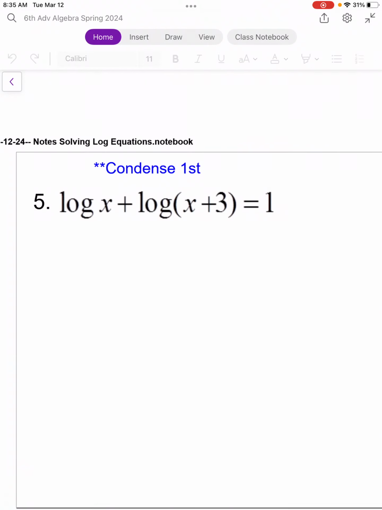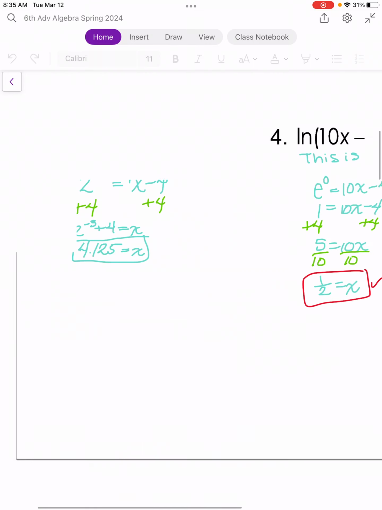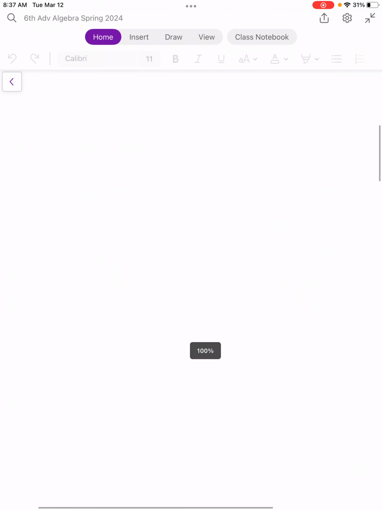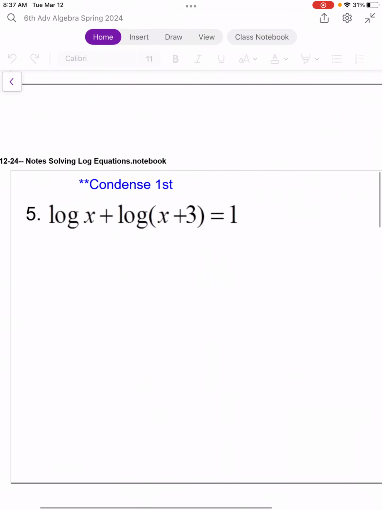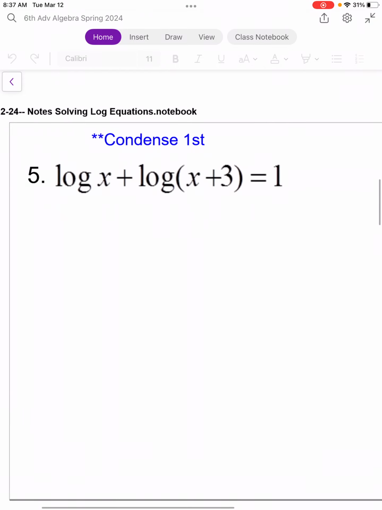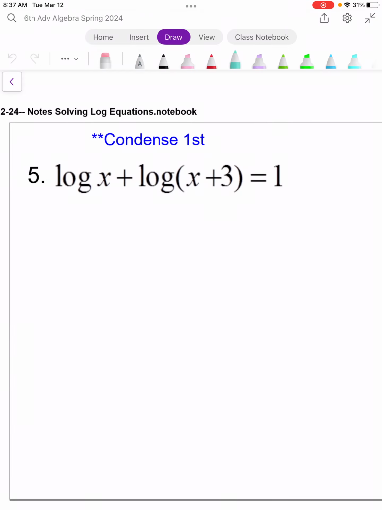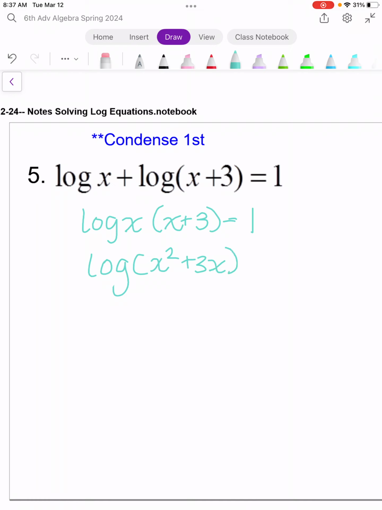All right, we started these notes yesterday about solving these logarithms, but up until today, you had one logarithm like this. So you had one logarithm equals a number, but here you have two logarithms. But we can make it one logarithm. We did this by condensing them into one. So these two are being added together, right? So if I condense these, it would become log of x times x plus 3 equals 1, or log of x squared plus 3x equals 1.